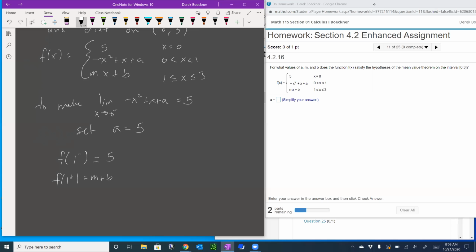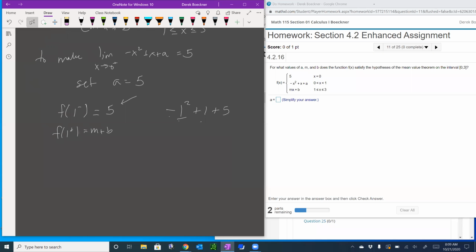Sorry? On this one? If you put 1 in here for x, you get minus 1 squared plus 1 plus 5. 1 squared is 1, minus 1 is minus 1, plus 1 is 0. Okay.